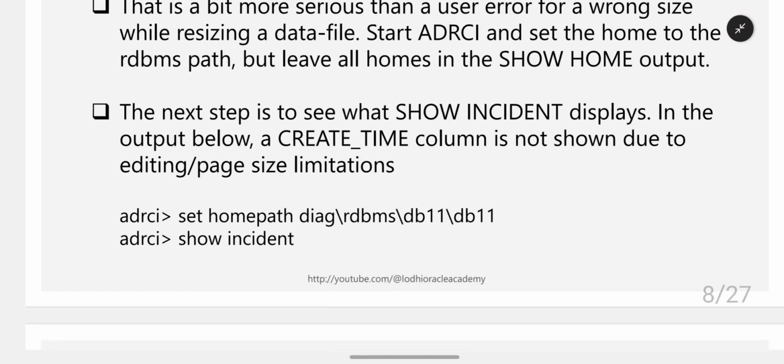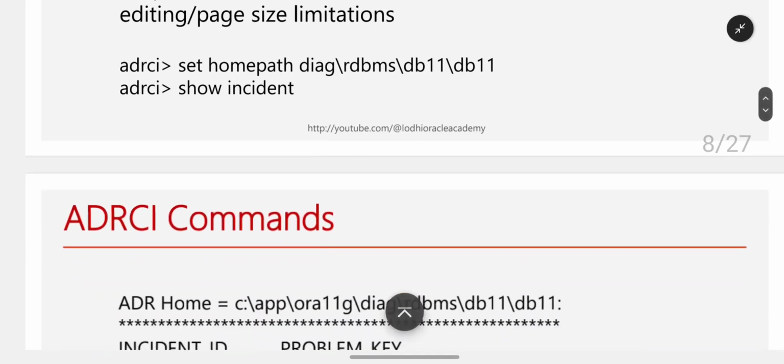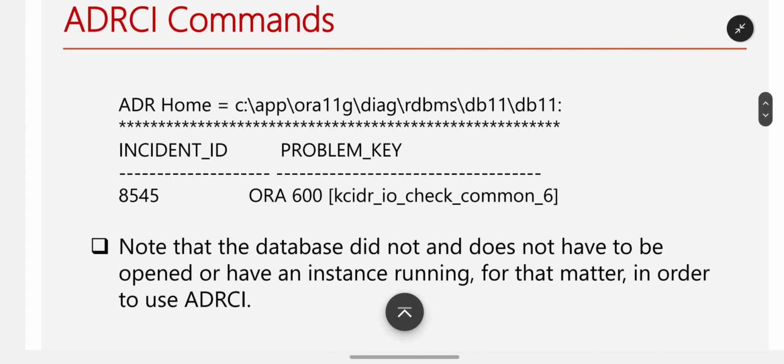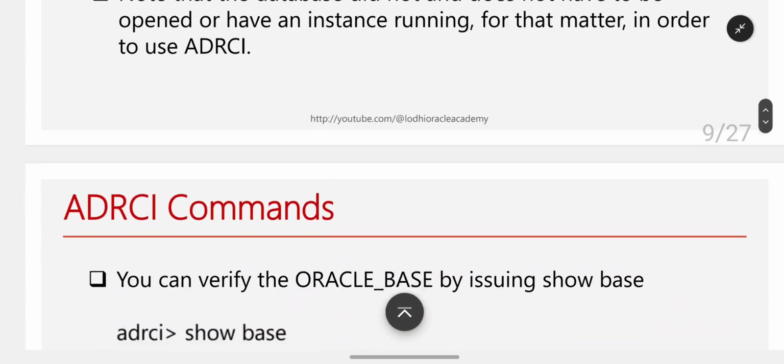Set home path, then you can define the path. Show incident, it will show the incident. As you can see, the specimen information is there. Note that the database did not and does not have to be open or have an instance running, for that matter, in order to use ADRCI.